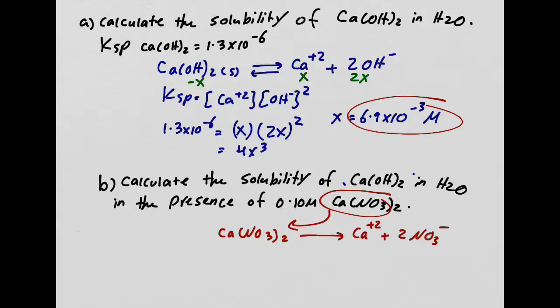Now, here's the thing. What kind of question do I have here? I'm hoping you're yelling that right now: I have a common ion question. The nitrate doesn't do any good because the nitrate is not part of the equation whatsoever. But what is part of the equation? The calcium is part of the equation, so I have a common ion effect problem. So far so good. Okay.